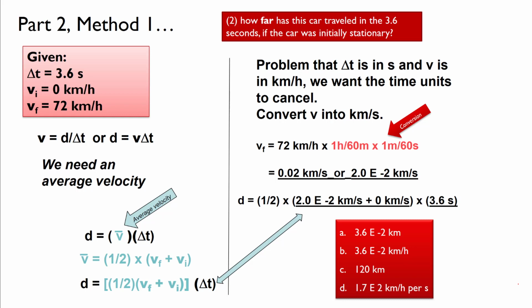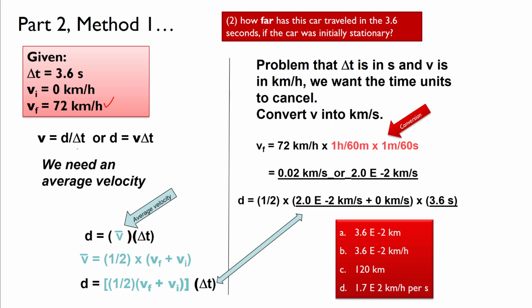Okay, part 1 asked, how fast are we going at the end of the acceleration? We got the answer. Our velocity final is 72 kilometers per hour. I'm showing it right here. There it is, right here. Now I want to answer part 2. How far has the car traveled in 3.6 seconds if we were initially stationary? There's a couple of ways to attack this, so bear with me. I'm going to go through 2 different methods. I think method 1 will probably be a fan favorite. I think it usually is, but it's important to show you method 2 as well.